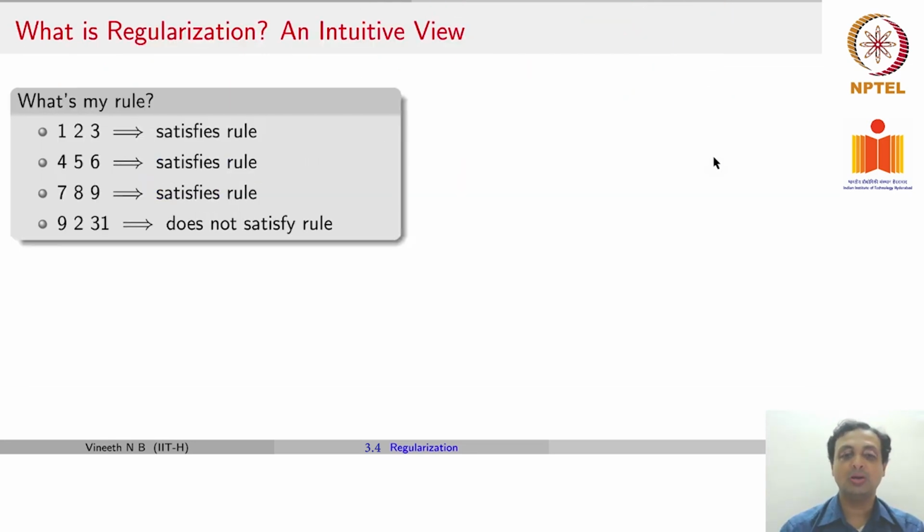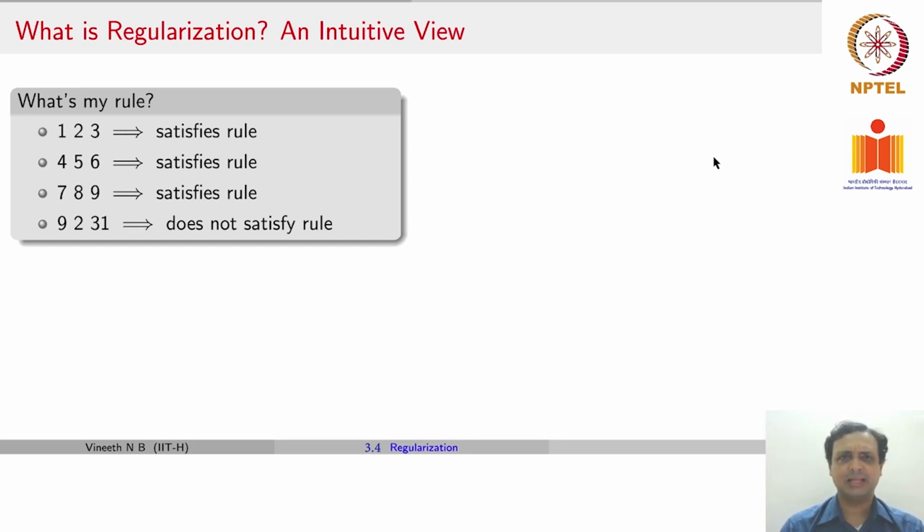Okay, let's move on to regularization, which is the focus of this lecture. Let's first start with an intuitive understanding of regularization. Most of you may have perhaps covered this in an introductory machine learning course, but let's briefly review this and then talk about how regularization is done in deep neural networks.